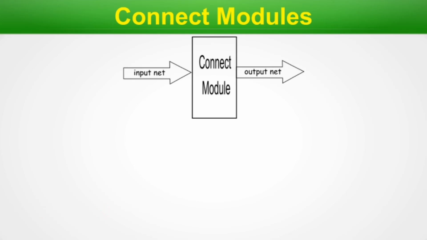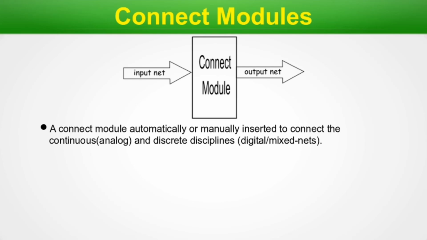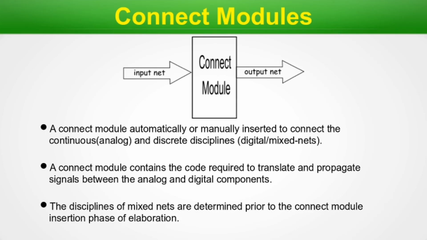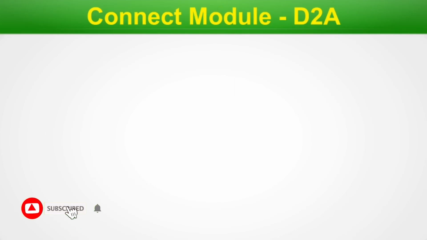The connect modules. So the connect modules actually connect a Verilog-A block with a Verilog block or vice versa. A connect module, automatically or manually inserted, connects the continuous, that is analog, and discrete disciplines, that is digital, or mixed nets. A connect module contains the code required to translate and propagate signals between the analog and digital components. So, the disciplines of mixed nets are determined prior to the connect module insertion in the phase of elaboration. So, let's see some of them.